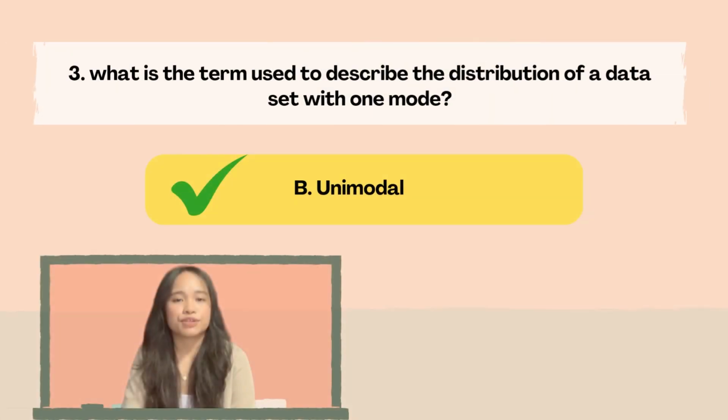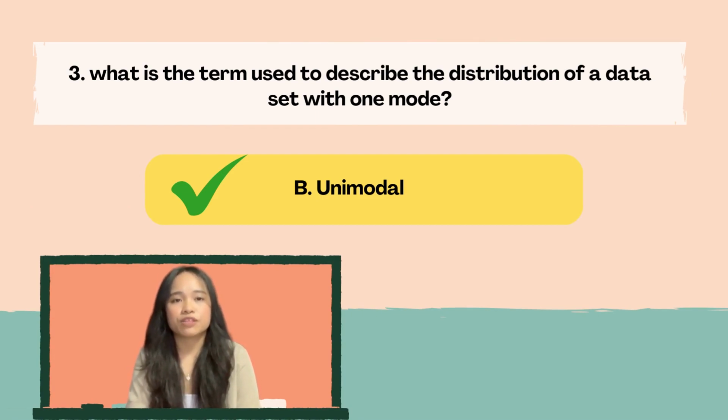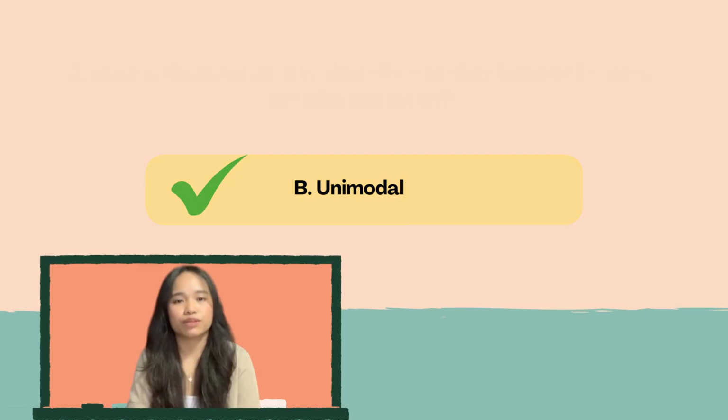The correct answer is B, unimodal. The mode is the number that appears most often. If there's only one number that shows up the most, the data is called unimodal. For example, in the set 2, 3, 3, 4, and 5, the mode is 3, so it is unimodal. If more than one, it's multimodal. If no number repeats, there is no mode.